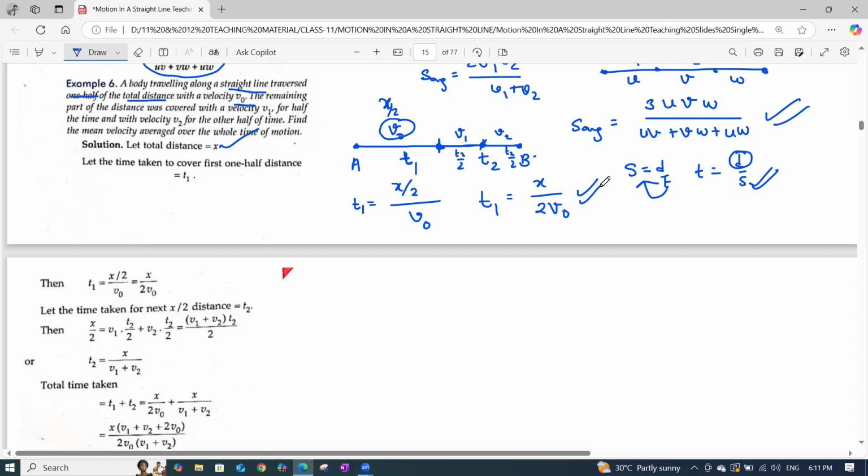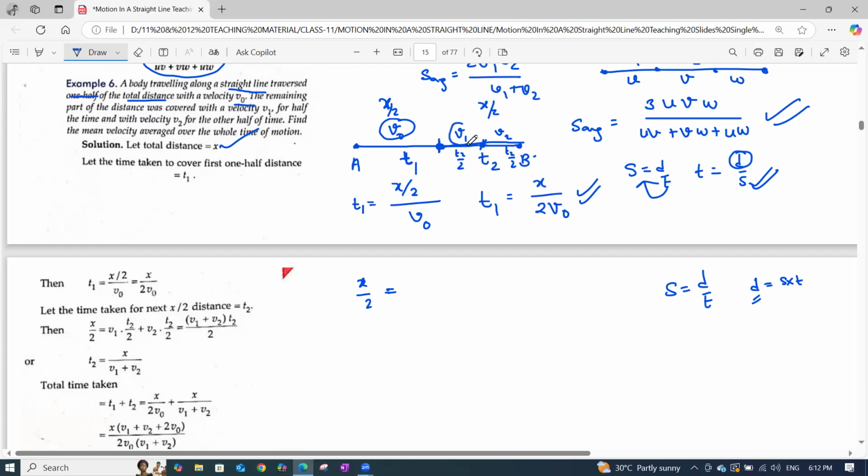This is the t1 value we got at present. Now for the other half of the distance, this is x by 2, the time is t2. If you want to find t2, you see speed is equal to distance by time, so distance is equal to speed into time, because here we have two speeds now. Let us take the distance as x by 2.